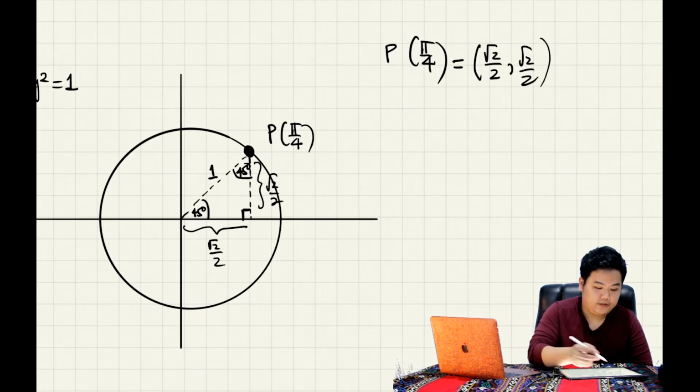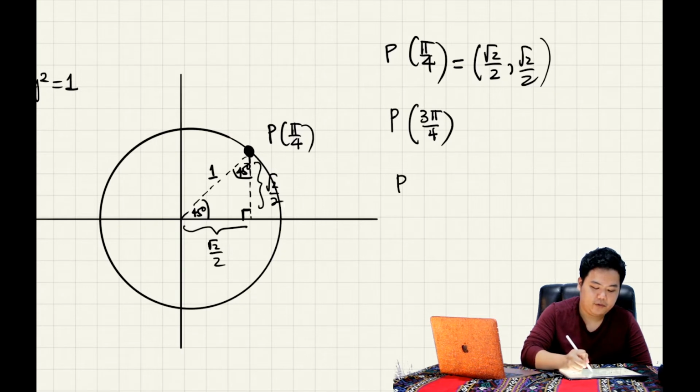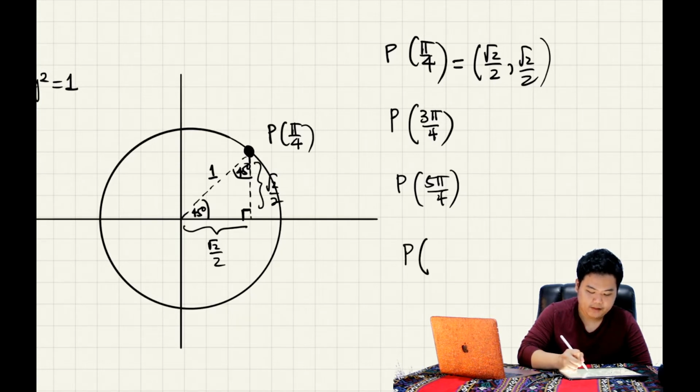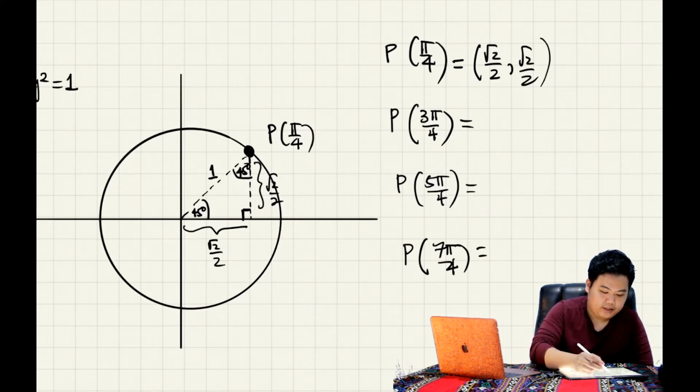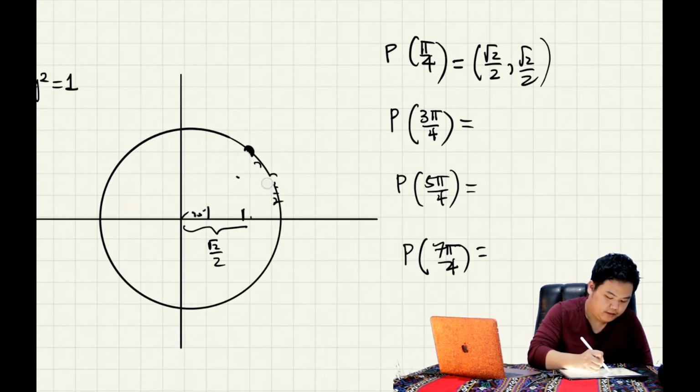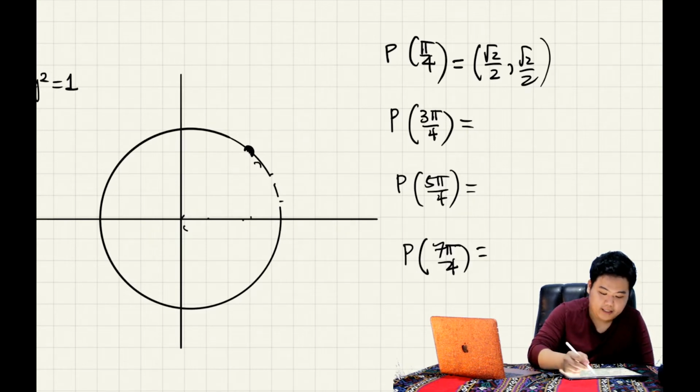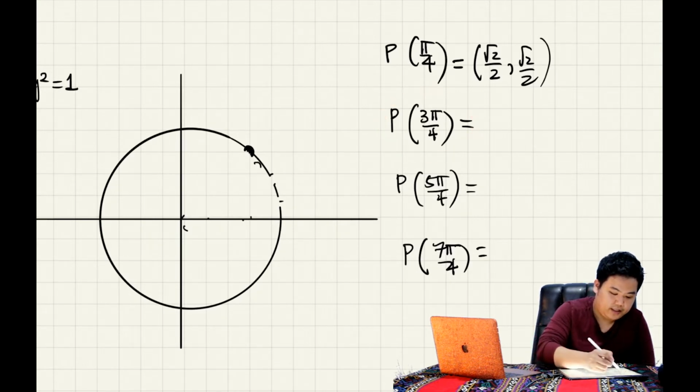Okay? So you can actually find the others: P of 3 pi over 4, P of 5 pi over 4, and P of 7 pi over 4. You can actually do the same. So, for example, nasaan ba yung P of 3 pi over 4 na yan? So it is somewhere here, 3/4 nung pi.